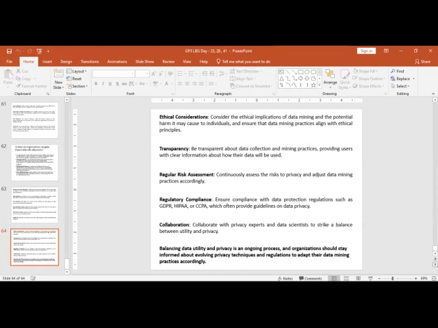Balancing data utility and privacy is an ongoing process. Organizations should stay informed about evolving privacy techniques and regulations to adapt their data mining practices accordingly.